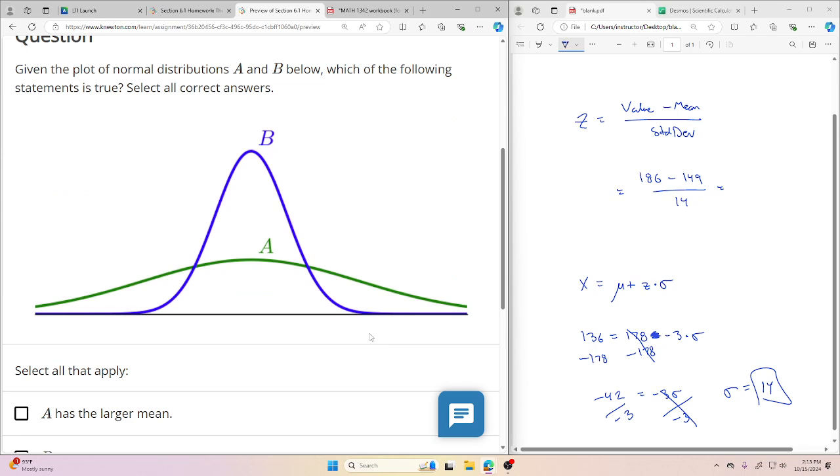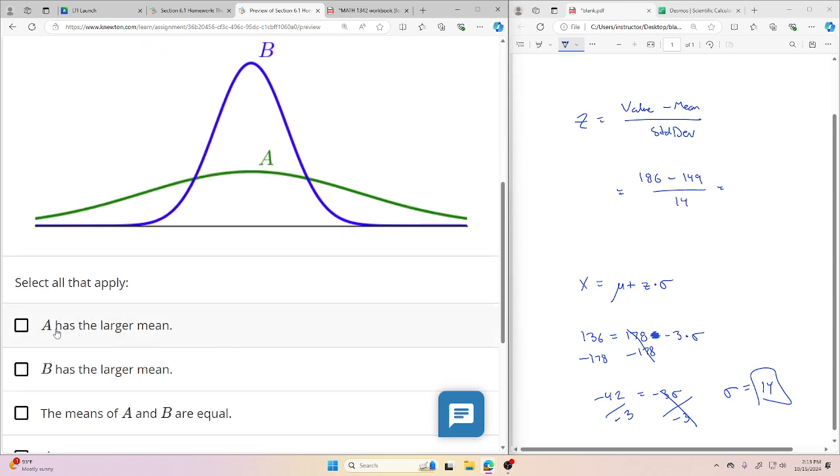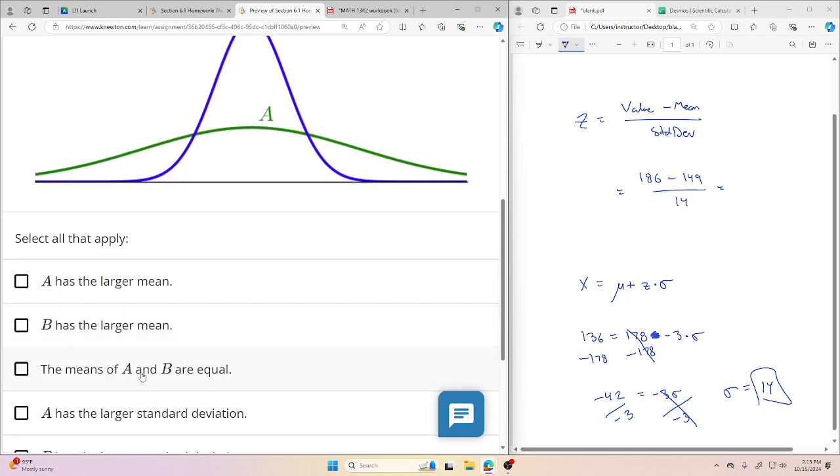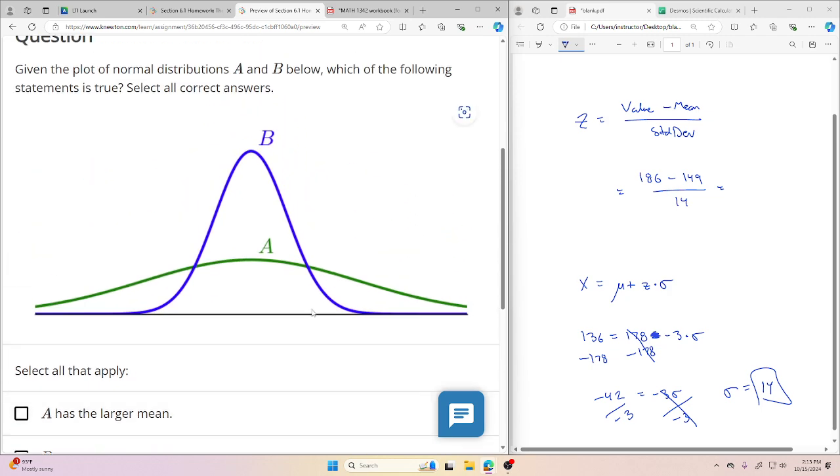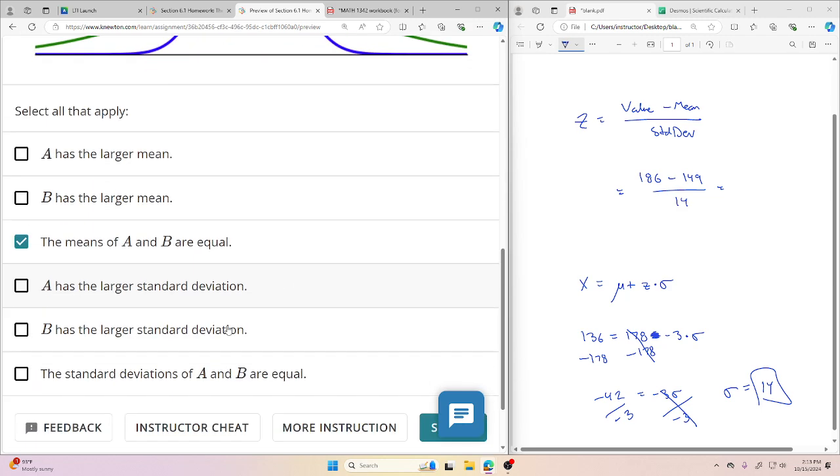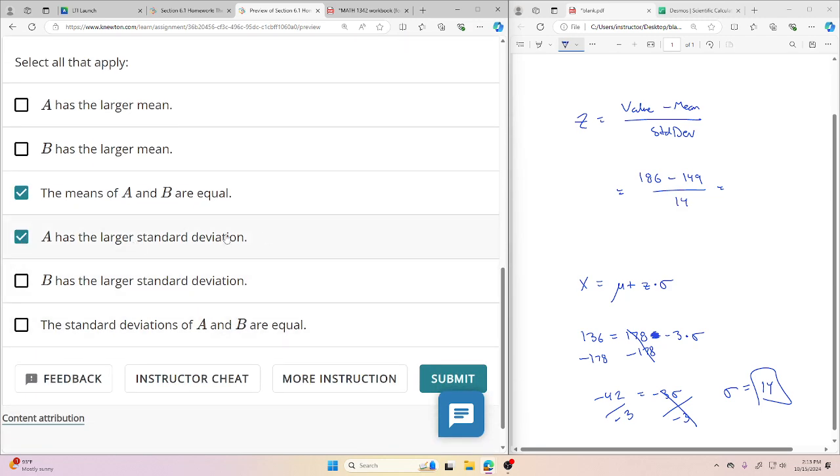So it says, we're just going to look at it. So A has a larger mean. Remember, middle. Does A have a larger middle? No. Does B have a larger middle? Nope. They're the same. And now the standard deviation, again, spread. Who has more spread? A has more spread. A has a larger spread.